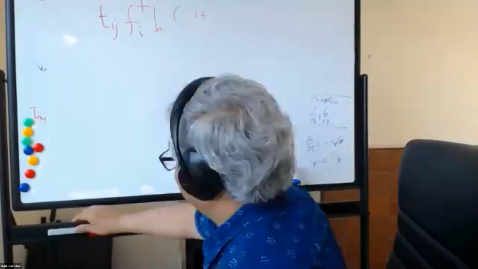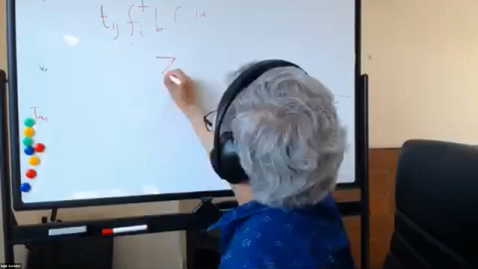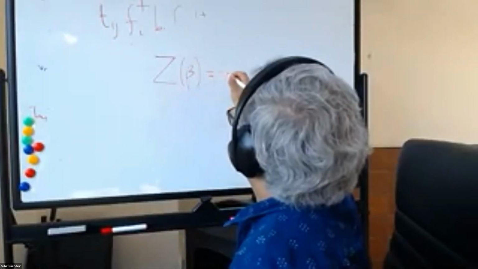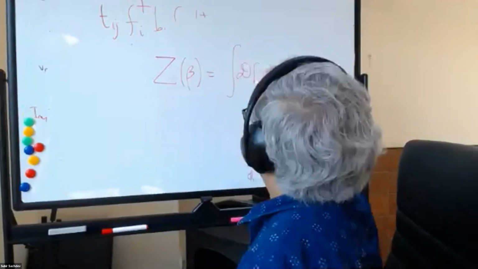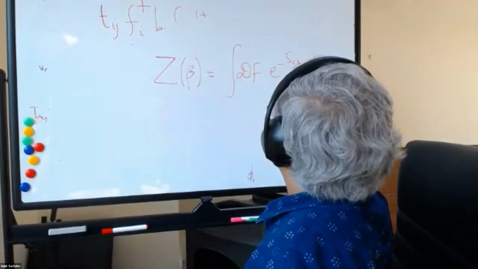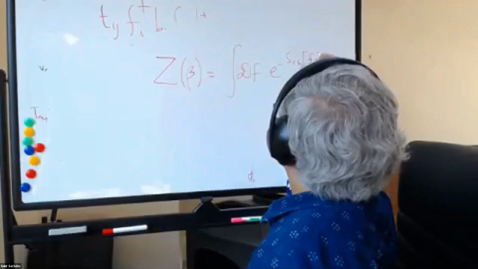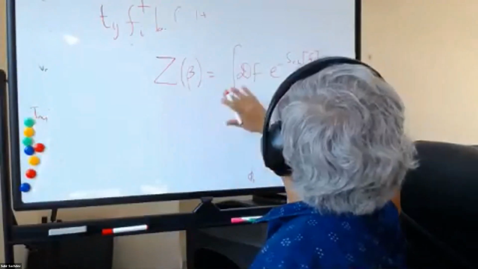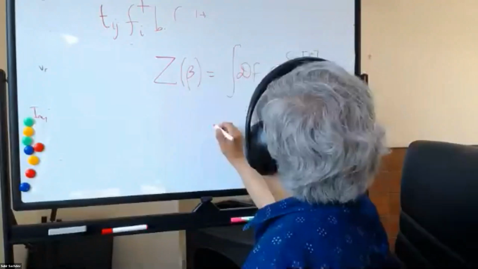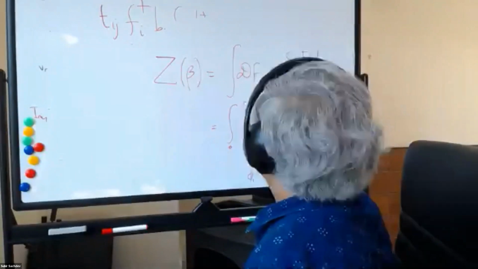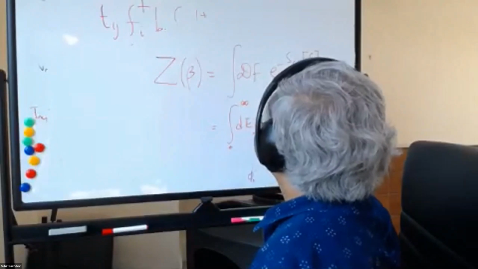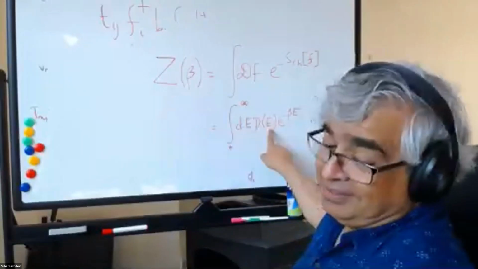No, it's just an inverse Laplace transform. So you compute the partition function. The partition function Z, which is a function of beta, is the path integral over the Schwarzian, df e to the minus S Schwarzian of f. So you compute this as a function of beta, but this is also equal to the integral from 0 to infinity dE, density of states times e to the minus beta E. So once you know Z of beta, then you can, in principle, get D of E.